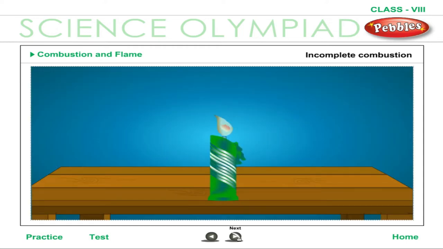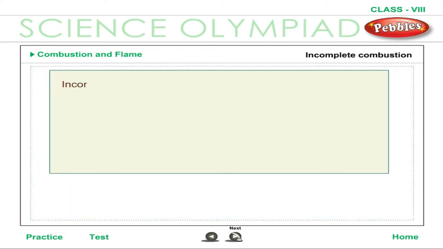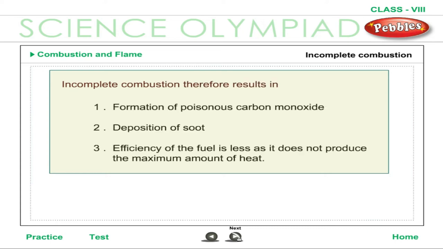Incomplete combustion. Burn a candle, hold a china dish over it. A deposit of soot is formed. This soot is nothing but carbon which has not undergone combustion. Incomplete combustion takes place when camphor is burned. Incomplete combustion therefore results in formation of poisonous carbon monoxide, deposition of soot. Efficiency of the fuel is less, as it does not produce the maximum amount of heat.